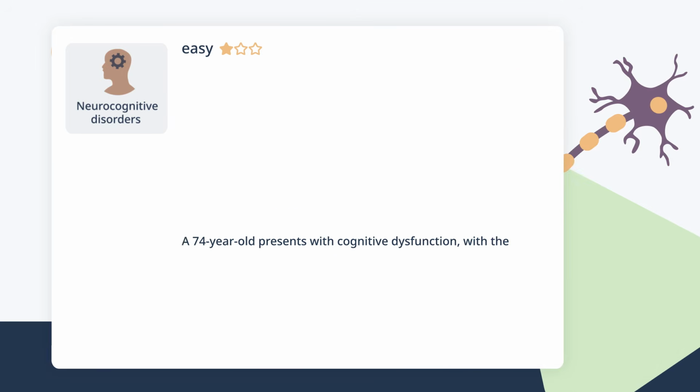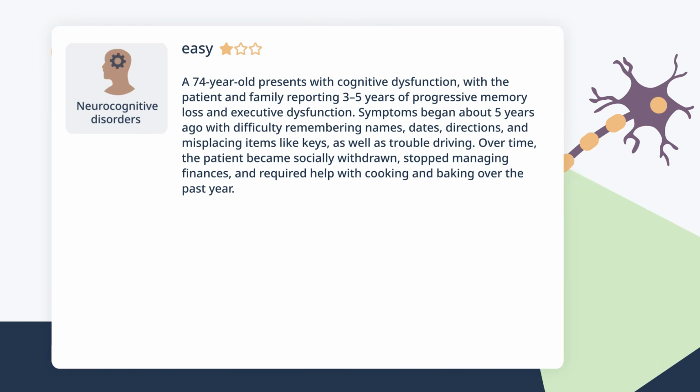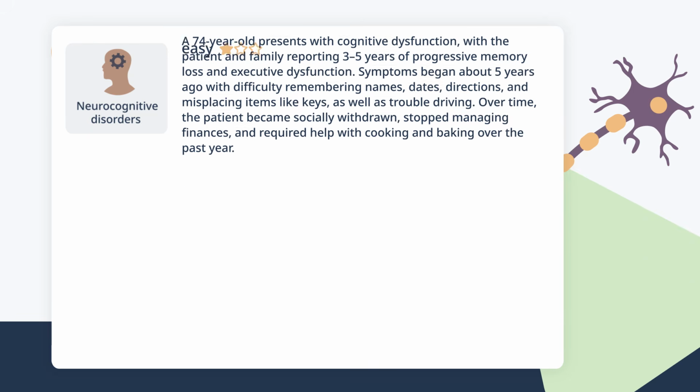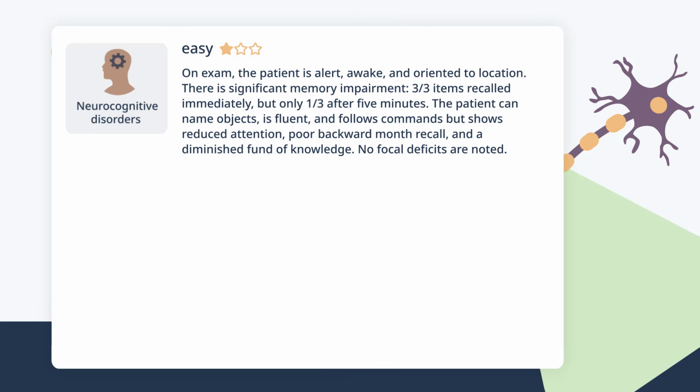A 74-year-old presents with cognitive dysfunction, with the patient and family reporting 3 to 5 years of progressive memory loss and executive dysfunction. Symptoms began about 5 years ago with difficulty remembering names, dates, directions, and misplacing items like keys, as well as trouble driving. Over time, the patient became socially withdrawn, stopped managing finances, and required help with cooking and baking over the past year. On exam, the patient is alert, awake, and oriented to location.